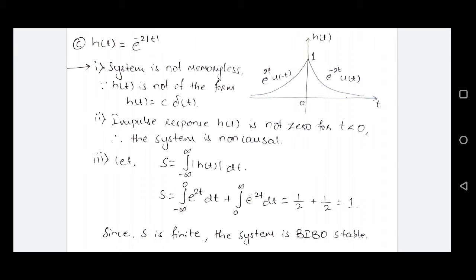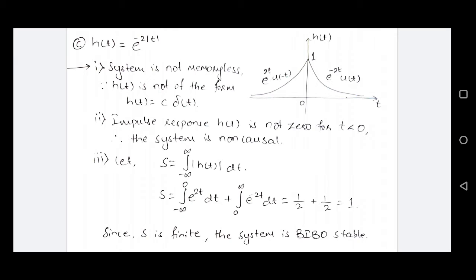Now, is it a memoryless system? No, the system is not a memoryless system because the impulse response is not of constant form. Therefore, it is a memory system. Now, is it a causal system? No, it is a non-causal system because the impulse response is non-zero between minus infinity and 0, that is for t less than 0. It is an exponentially growing signal. Because it is non-zero for t less than 0, the system is non-causal.